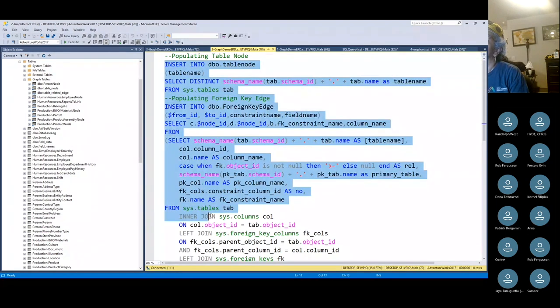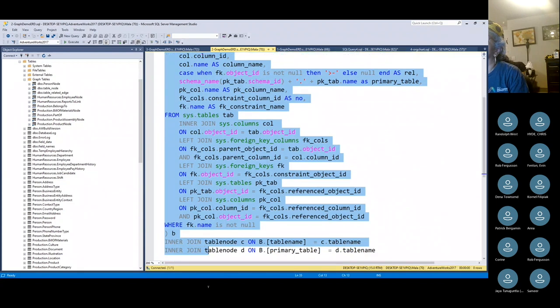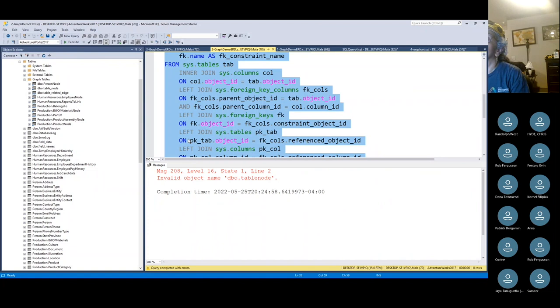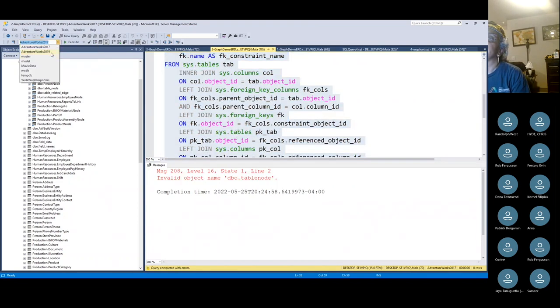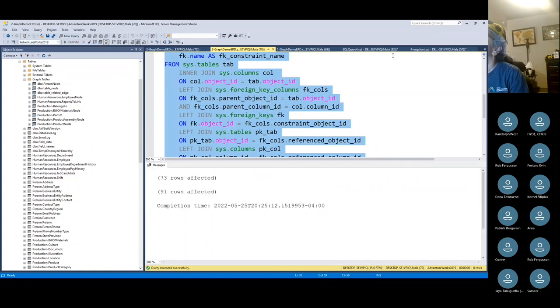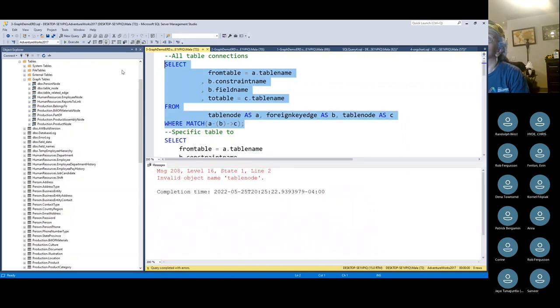What I'm doing essentially is using a DMV-based query to populate that. Registered. Oh, 2019, okay. Okay. And three. So I'm seeing how these tables are connected.